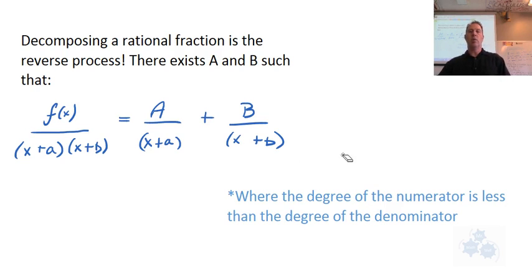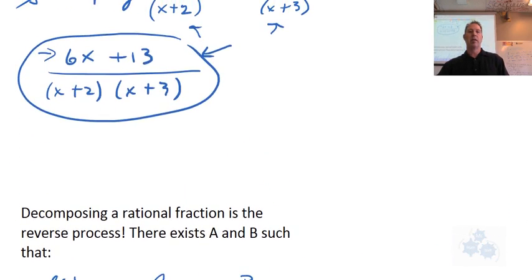Now this only works where the degree of the numerator, that is the largest exponent that we have on any of the x variables in the numerator, is less than the degree in the denominator. So notice here, the degree for this numerator is 1, because it's a simple linear, right? And this one is going to be x squared, so it's going to be degree 2. So this works if the degree is at least 1 less. If it's equal, not going to work. If it's greater in the numerator, not going to work.